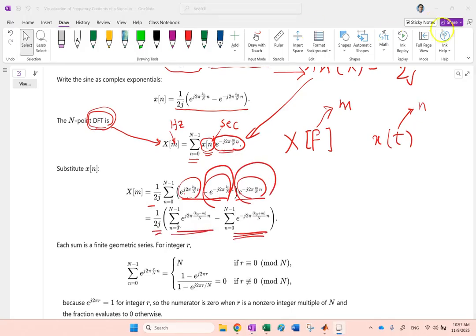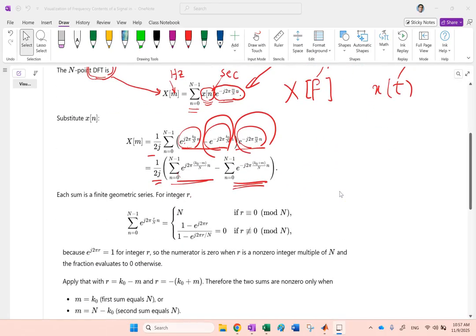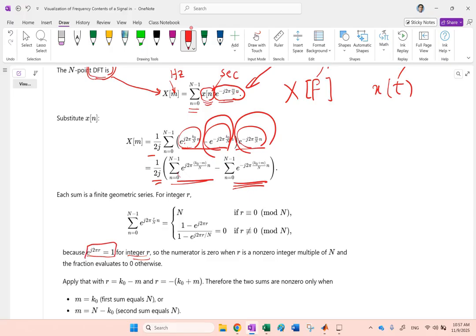Okay. Now here we're going to calculate each one of these two summations and simplify this. Now you know that e to the 2j pi r, as long as r is an integer, the result of this is always 1, correct? So whether it's 2 pi j, 4 pi j, 6 pi j, negative 4 pi j, all of them are equal to 1.